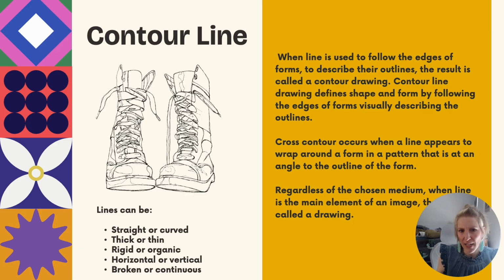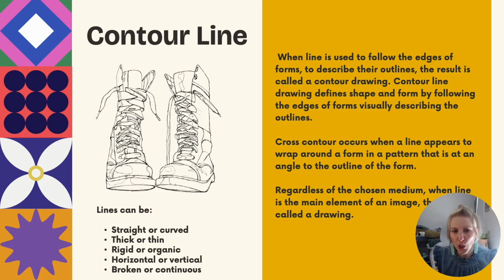When line is used to follow the edges of a form to describe their outlines, the result is called a contour drawing. Contour and line drawing defines shape and form by following the edges of forms, visually describing the outlines. Cross contour occurs when a line appears to wrap around a form in a pattern that is at an angle to the outline of the form. Regardless of the chosen medium, when line is the main element of an image, the result is called a drawing.